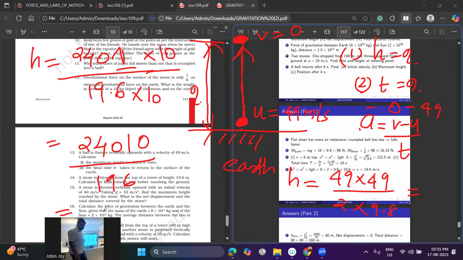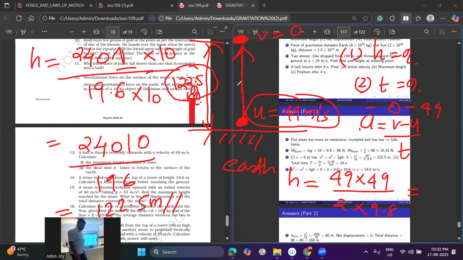When you divide this, you will get 122.5 meter. When you divide 24,010 by 196, the answer is 122.5 meter. That means this height is 122.5 meter. So I am throwing a ball with an initial velocity of 49 meter per second, and it will reach a height of 122.5 meter.